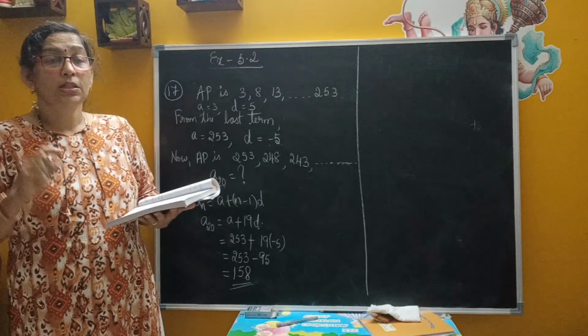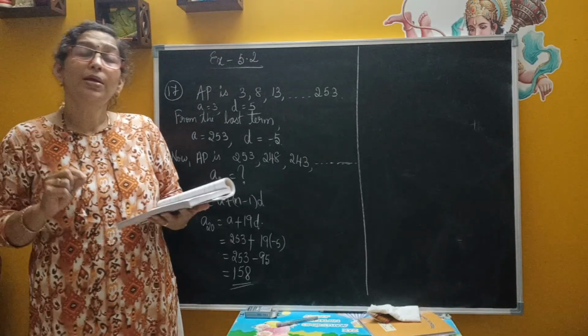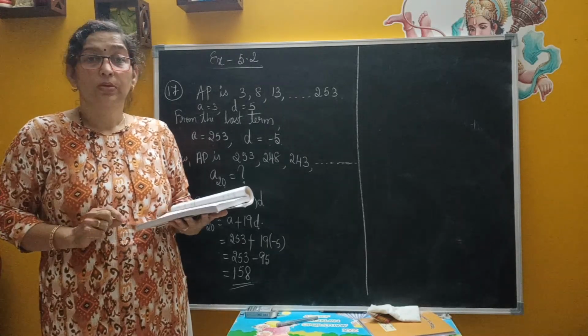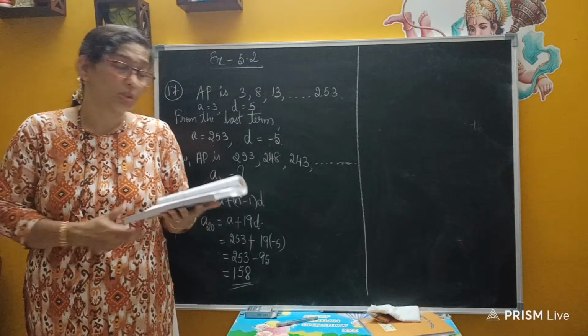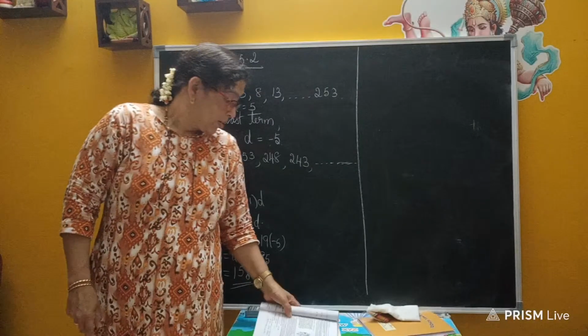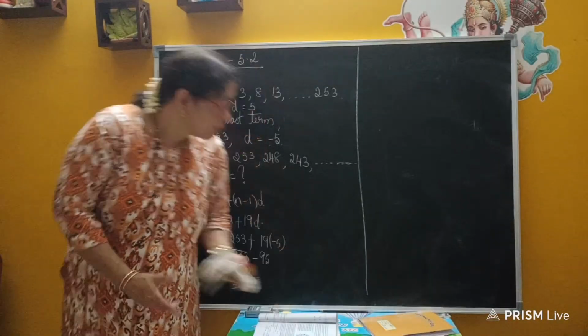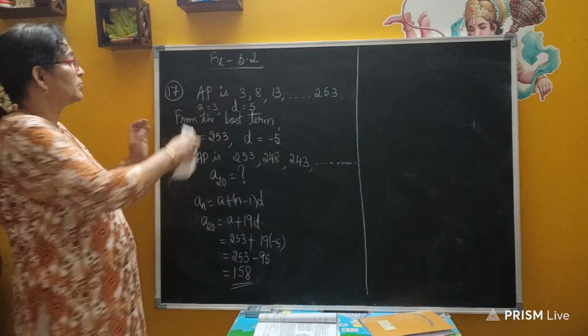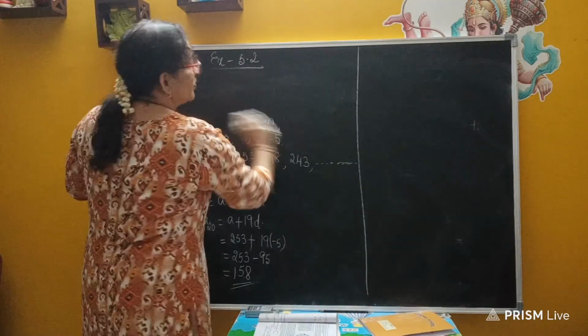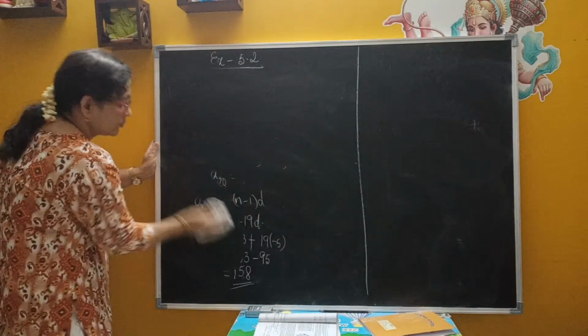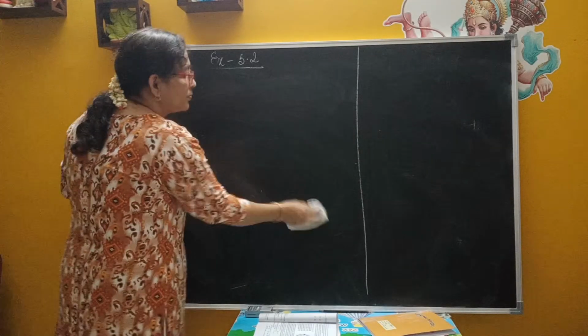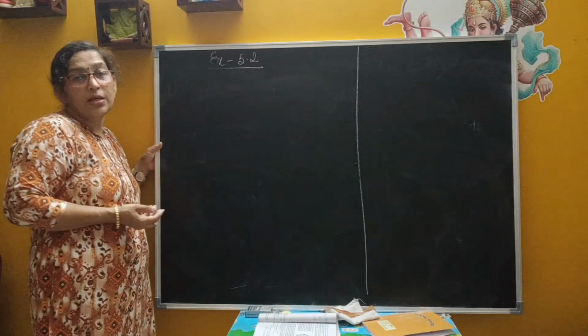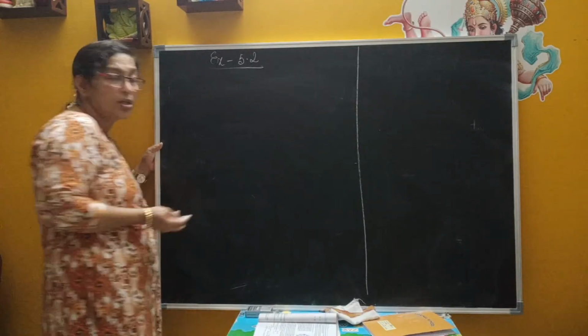Okay, after how many years did he get 7,000 rupees? That is the question, the meaning of this question. Okay, let us solve this now. It is the 19th problem. What is asked to find? We need to find the value of n.